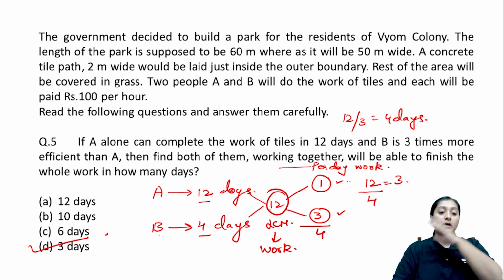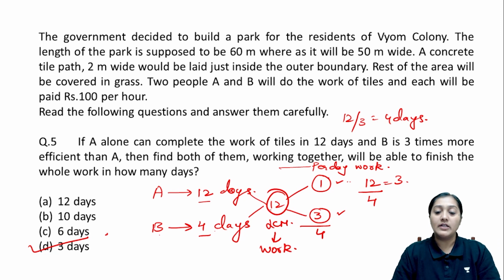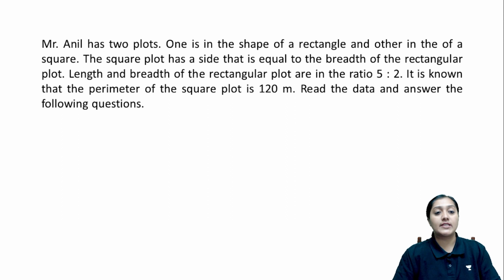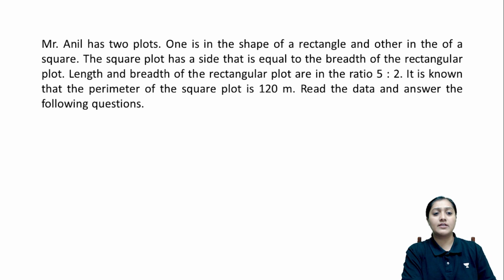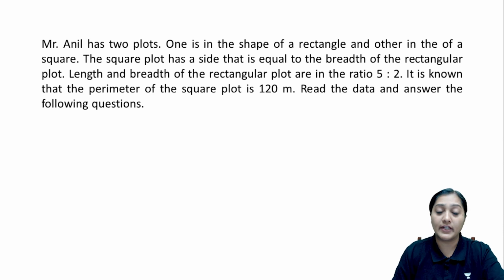Okay, so I hope you were clear with this concept. Let me move on to another question. The next question says, Mr. Anil has 2 plots. One is in the shape of a rectangle and the other in the shape of a square. Okay, some mistake seems there. I forgot to write the shape there. It is in the shape of a square. The square plot has a side that is equal to the breadth of the rectangular plot.